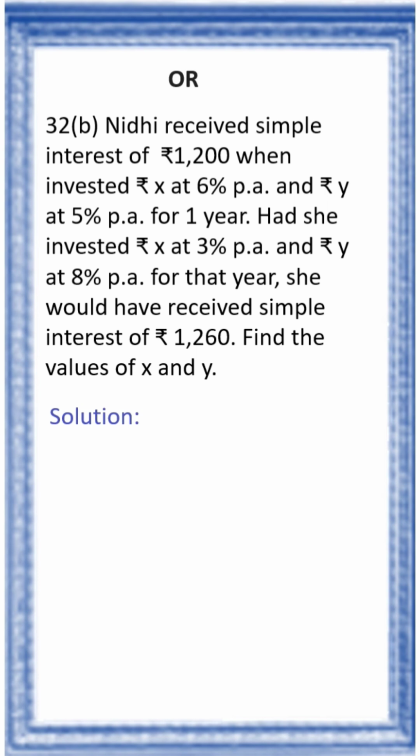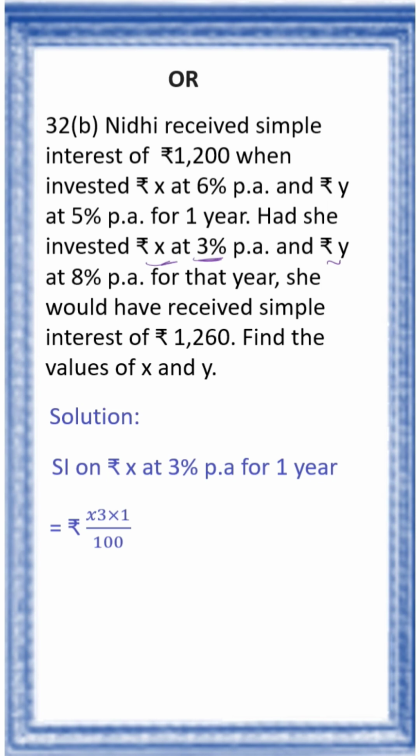Now let us have the equations for the second situation. x at 3% per annum means PTR by 100. 3x by 100.